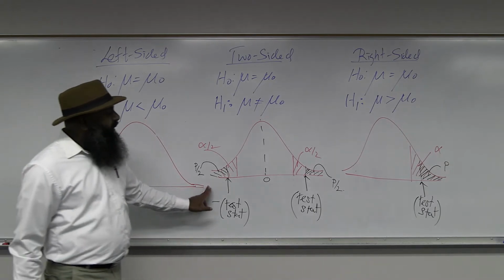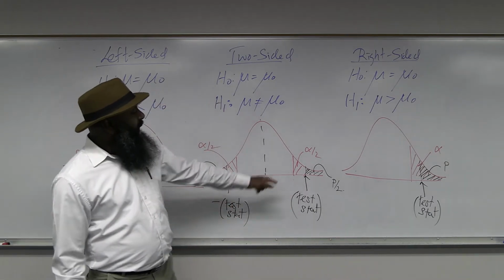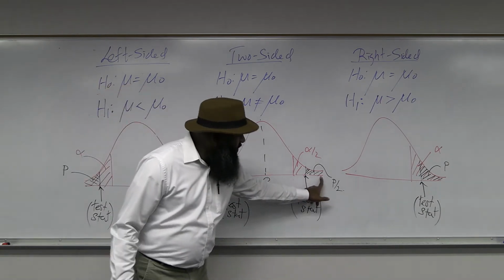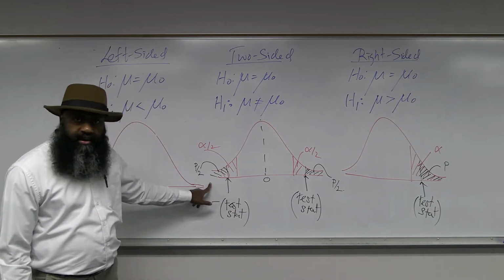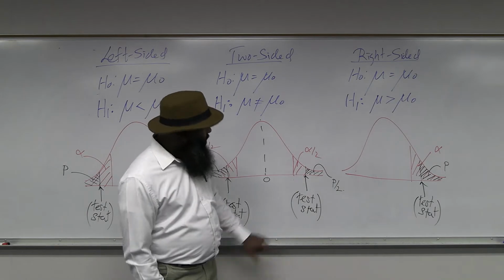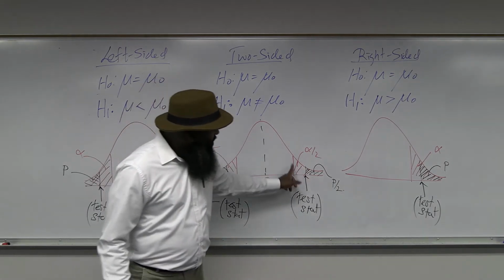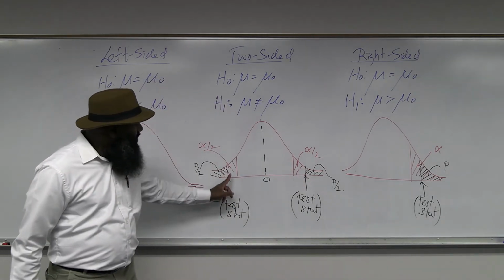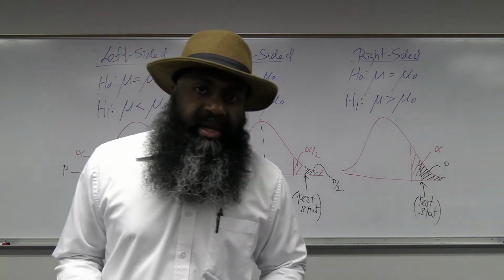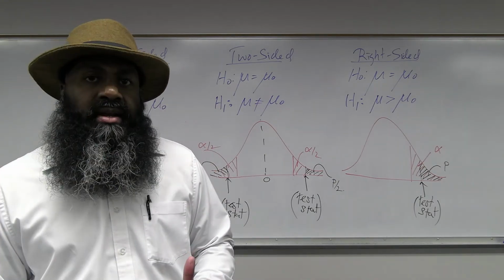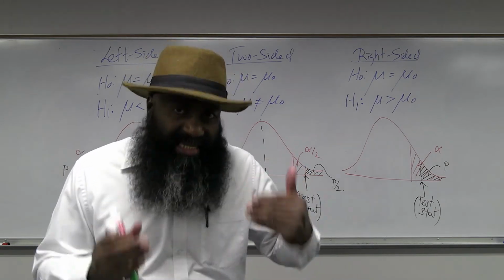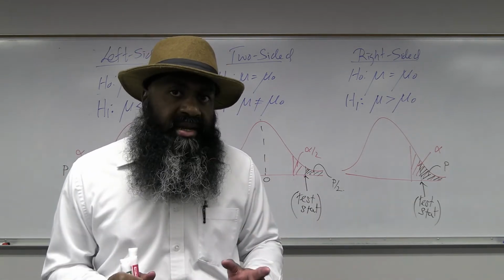Look at this one. This is half of p, this is half of p, and here's half of alpha and here's half of alpha. The total p is this area plus that area, and that total p should be smaller compared to total alpha, which is the summation of this shaded red area plus this shaded red area. Okay? So, no matter whether your test is left-sided, two-sided or right-sided, if your p-value is lesser than alpha, you reject your null hypothesis.